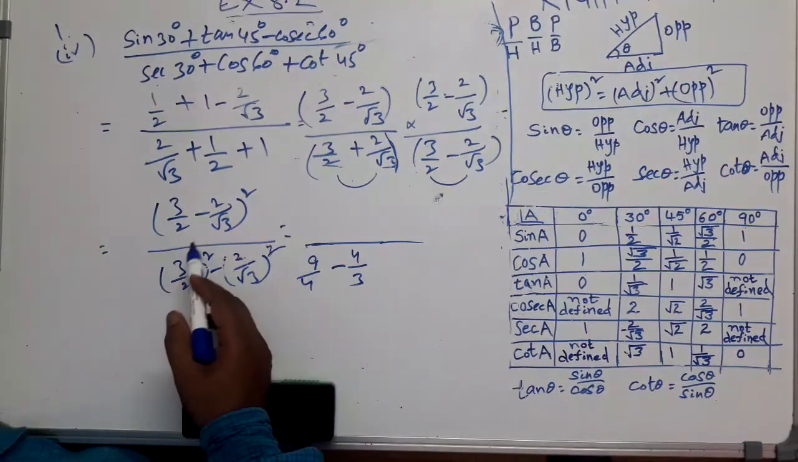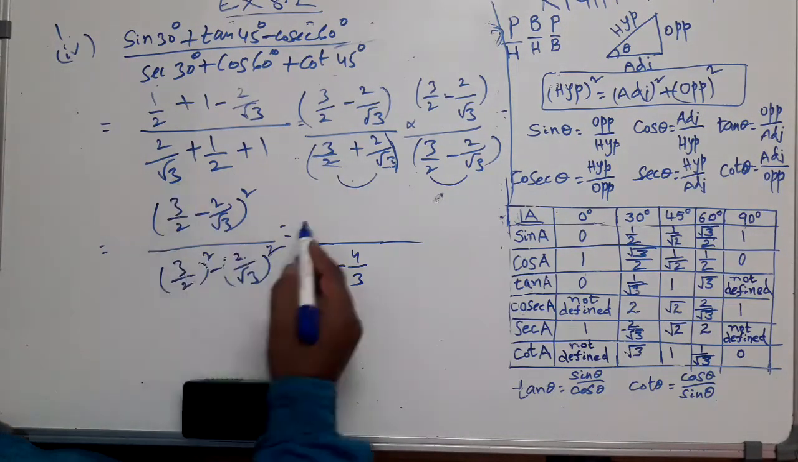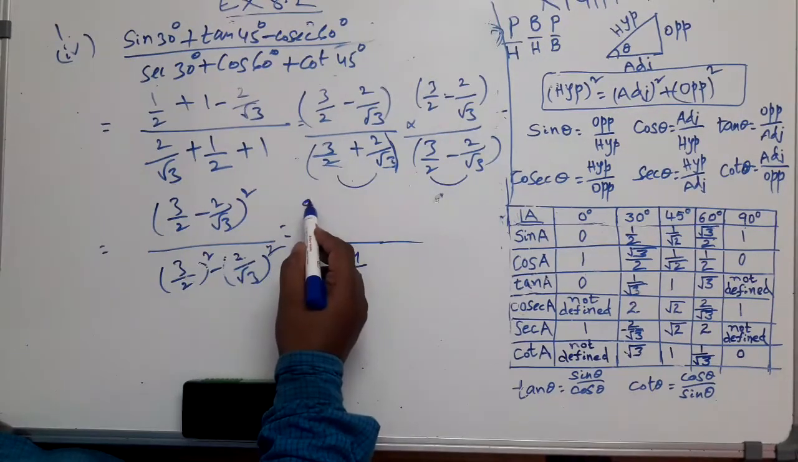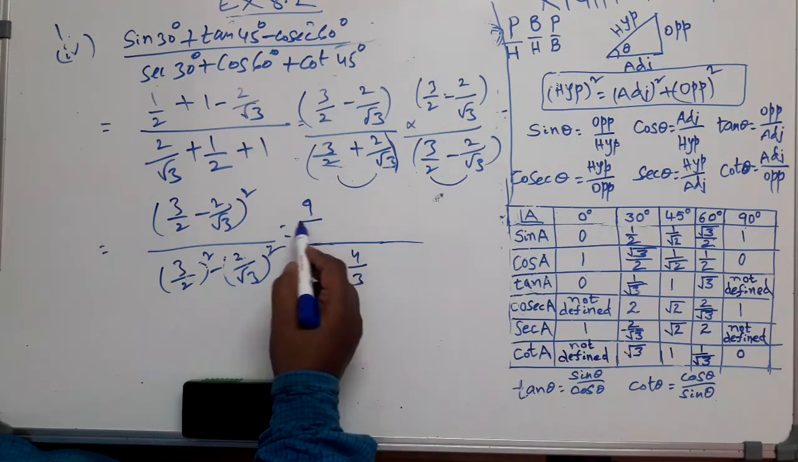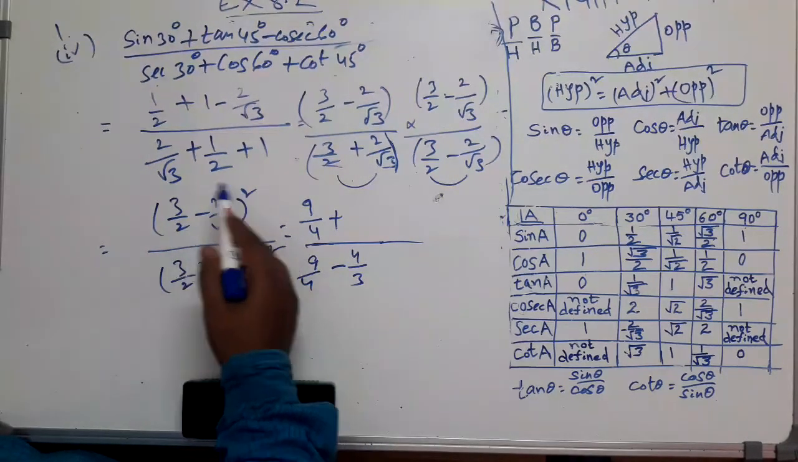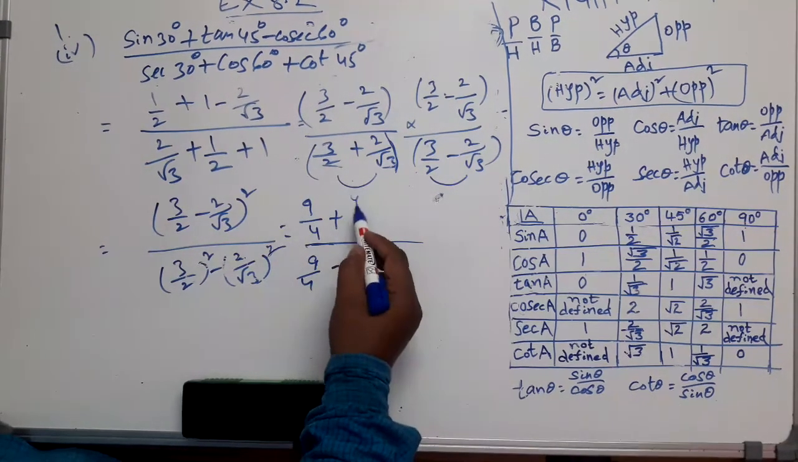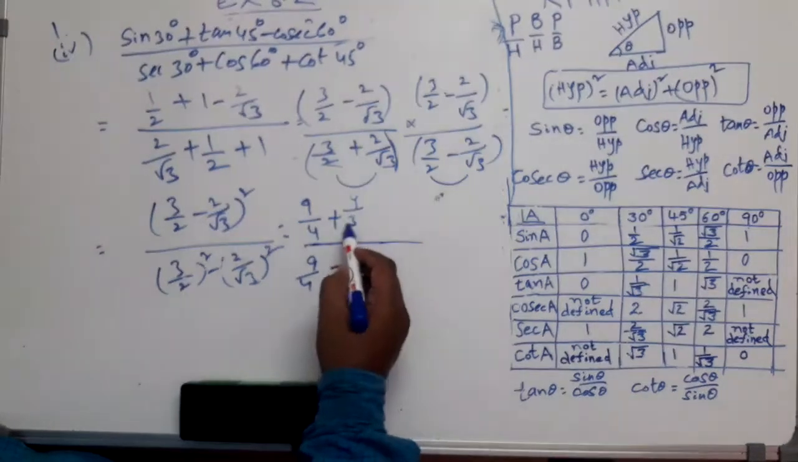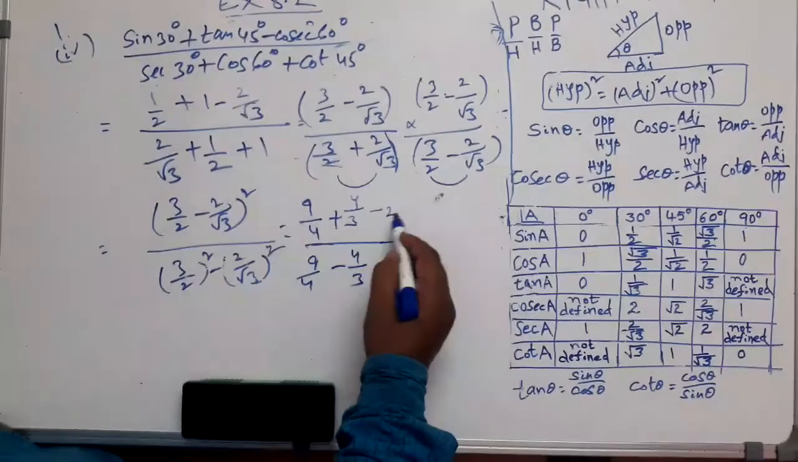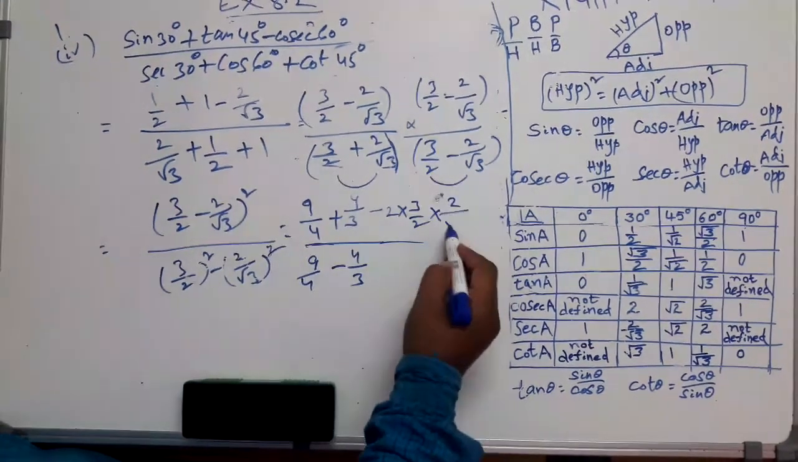See this. This is of the form (A minus B) whole square, that is A square plus B square minus 2AB. A square is (3 by 2) whole square. Can I write directly? Yes, (3 by 2) whole square is 9 by 4. A square plus B square I am writing. B square is (2 by root 3) whole square, that is 2 square by (root 3) whole square. 2 square is 4 upon (root 3) whole square is 3. The minus 2AB part I am writing at the end, right? Minus 2AB, that is 2 multiplied by 3 by 2 multiplied by 2 by root 3. Yes.